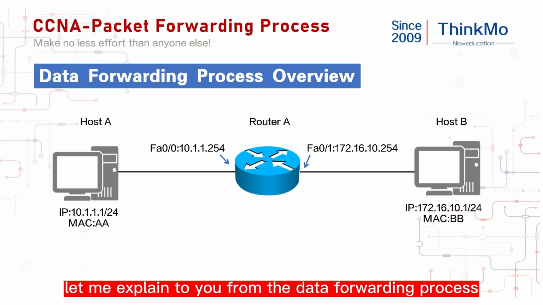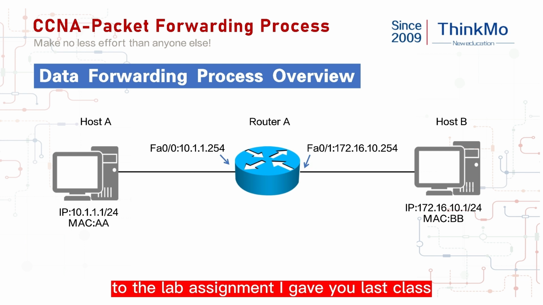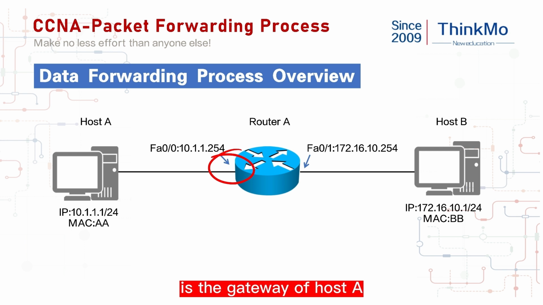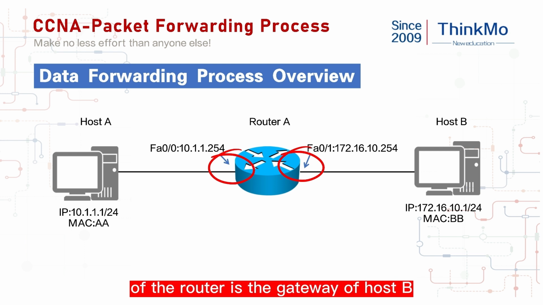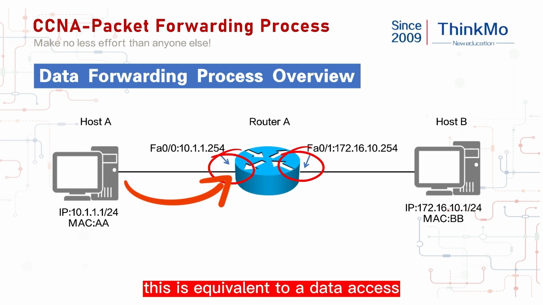Let me explain from the data forwarding process. Let's look at this picture. It's similar to the lab assignment I gave you last class, except the addresses are different. Host A has an address, and the router side is the gateway of host A. The address of the right interface of the router is the gateway of host B. If host A sends data to host B, this is a data access across network segments. The data will be sent to the gateway first.